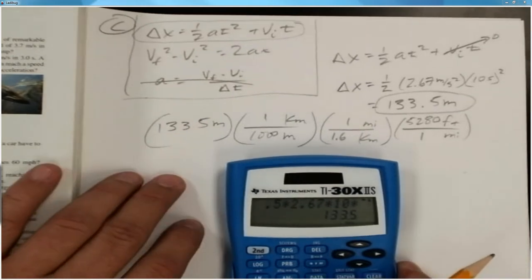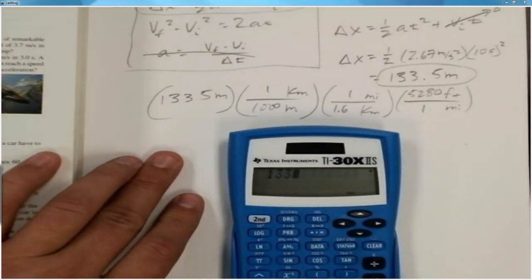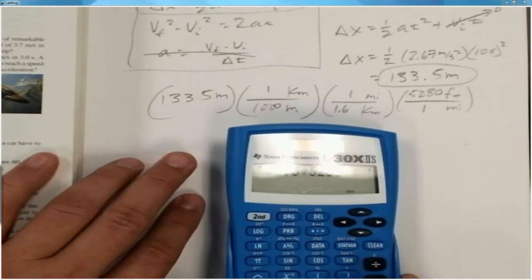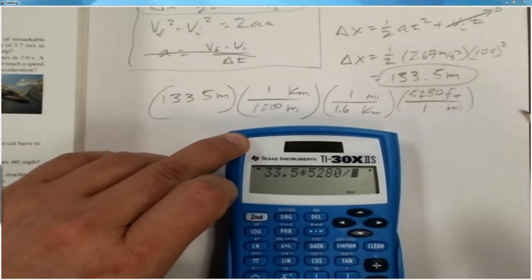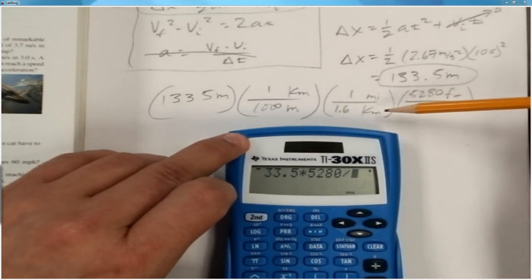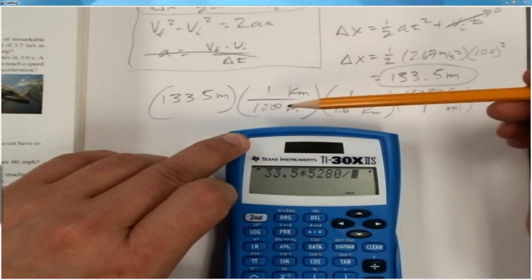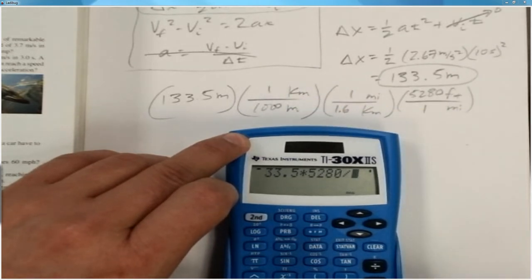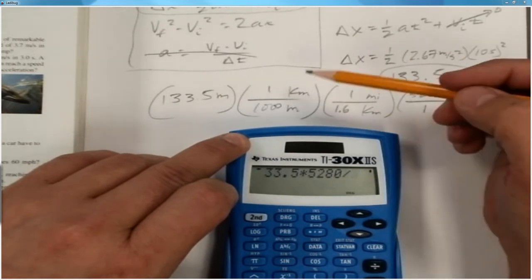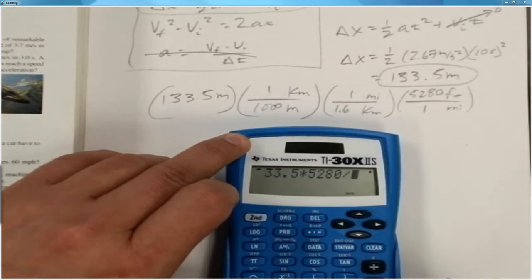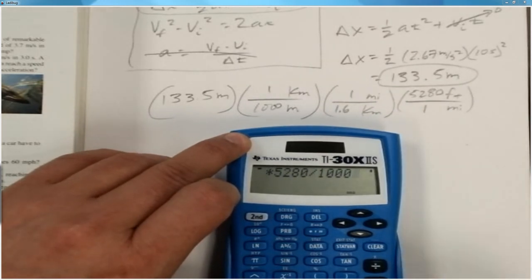Now let's plug all this into my calculator. So 133.5 times 5280, I'm multiplying the top across, divided by, now y'all mess up on this, so please pay attention. You see that I got two things in the denominator multiplied, 1,000 times 1.6. If you type in 1,000 times 1.6, you're going to get the wrong answer. You have to put the stuff that's in the denominator in parentheses.